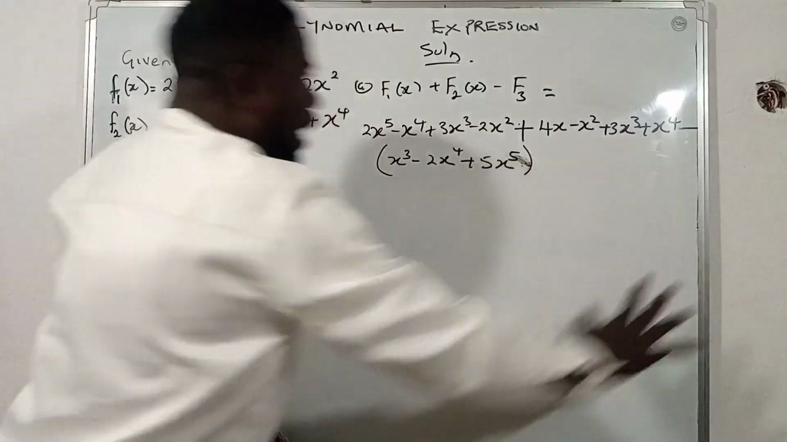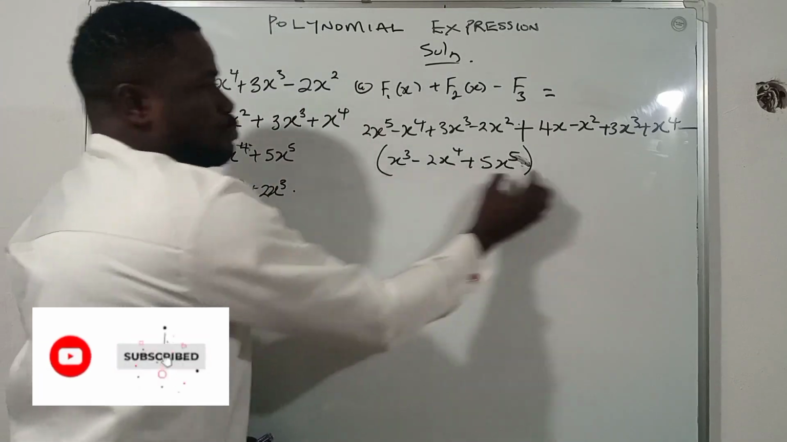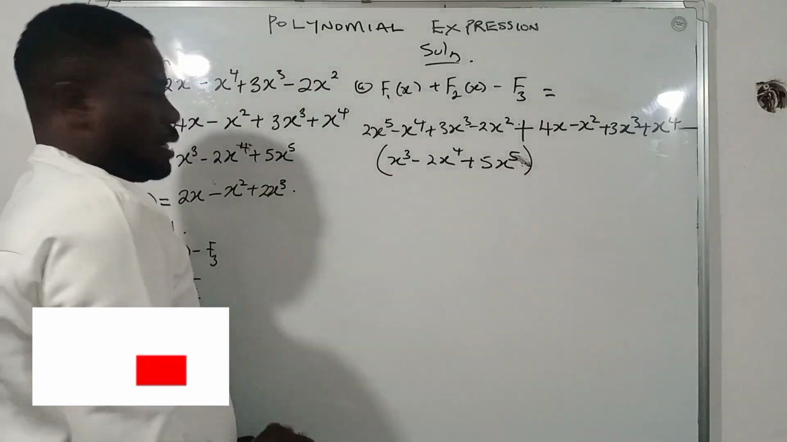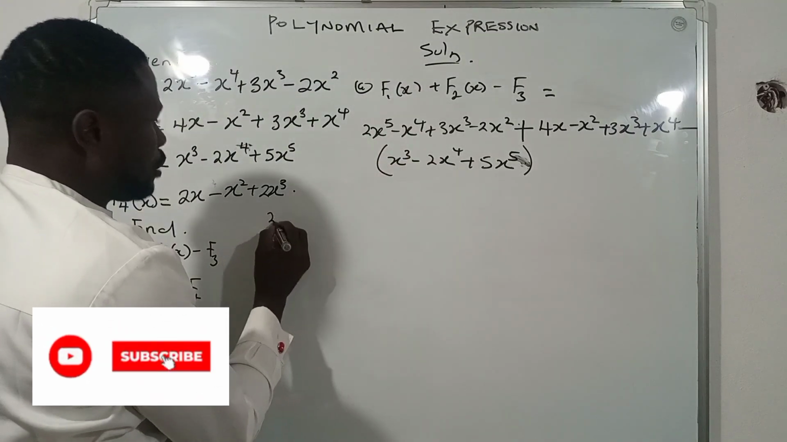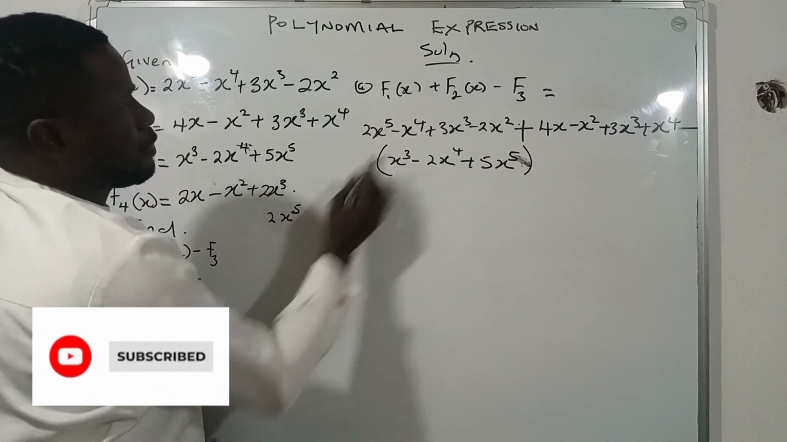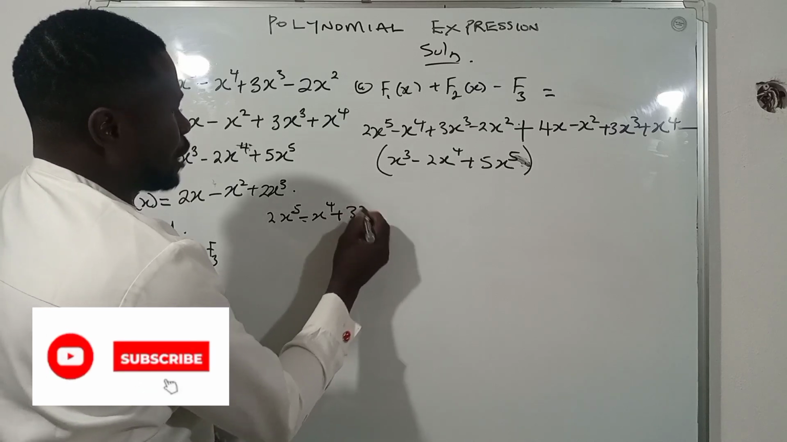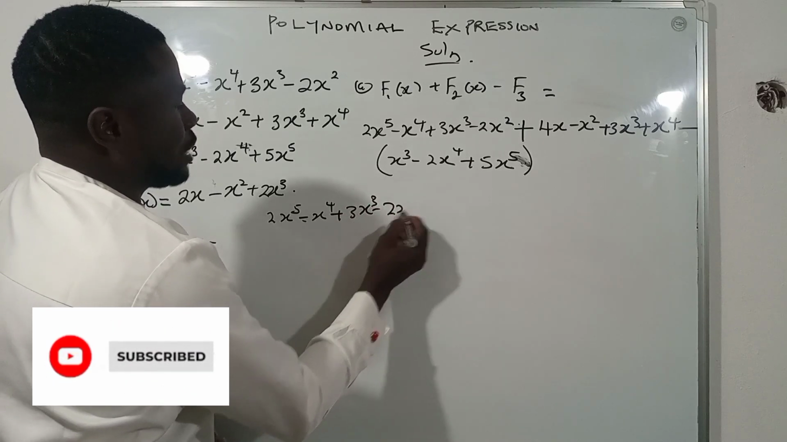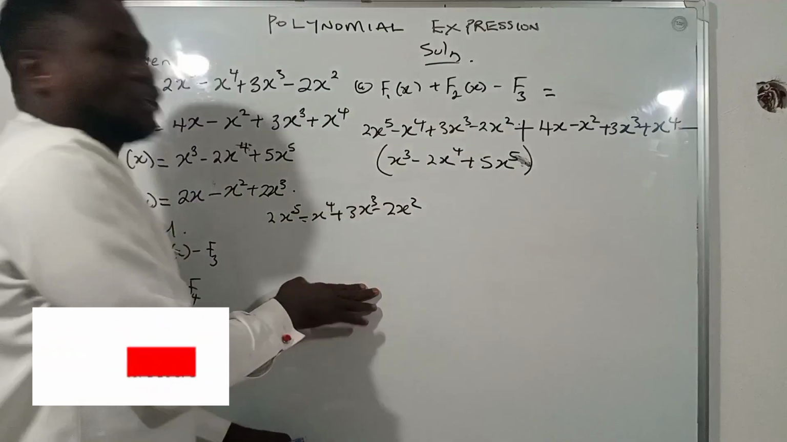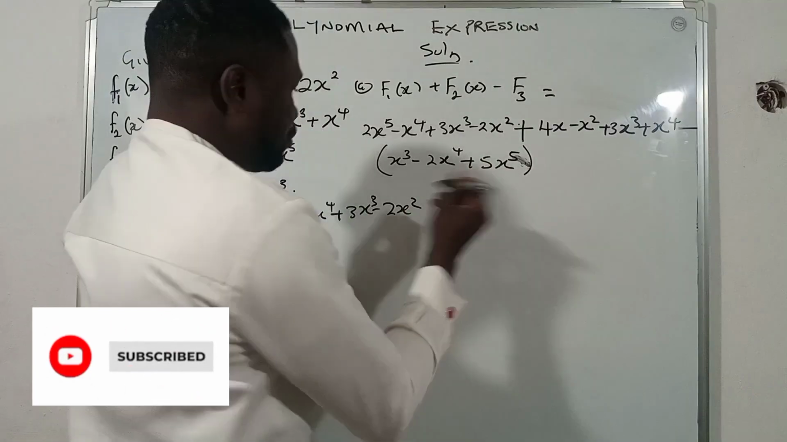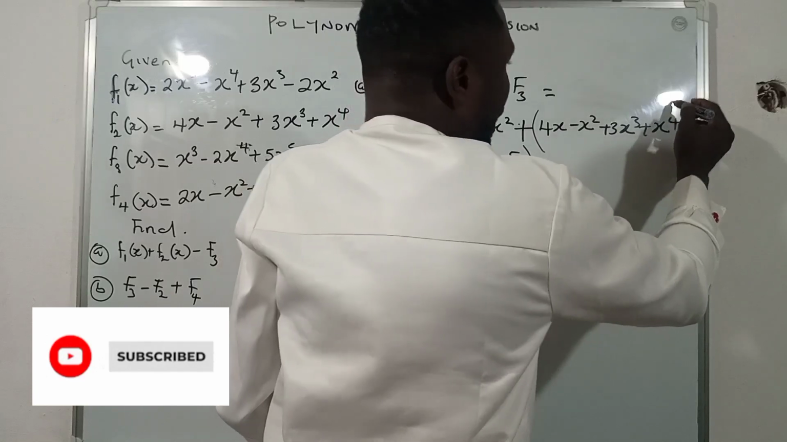So this is where we are. Now from here, we will see how we can remove this bracket. At this point, I will bring down this one, which is 2x raised to the power 5 minus x raised to the power 4 plus 3x raised to the power 3 minus 2x raised to the power 2. I didn't do anything to it, I just brought it down. Then the next thing is plus. This is a plus because, like I told you, there's supposed to be a plus bracket here.